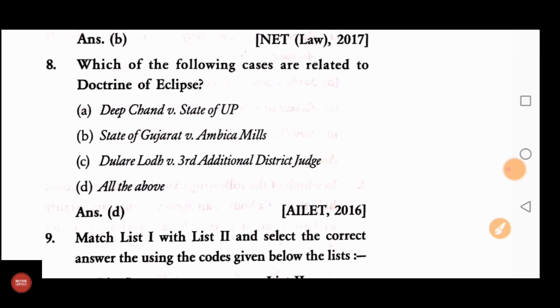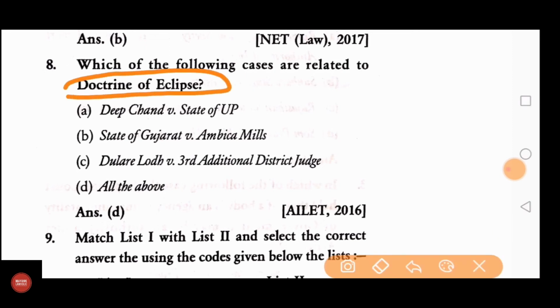Next question. Which of the following cases are related to doctrine of eclipse? Option A. Deep Chand vs. State of UP. Option B. State of Gujarat vs. Ambika Mills. Option C. Dulari Lodh vs. 3rd Additional District Judge. Option D. All of the above. The correct answer is all of the above.